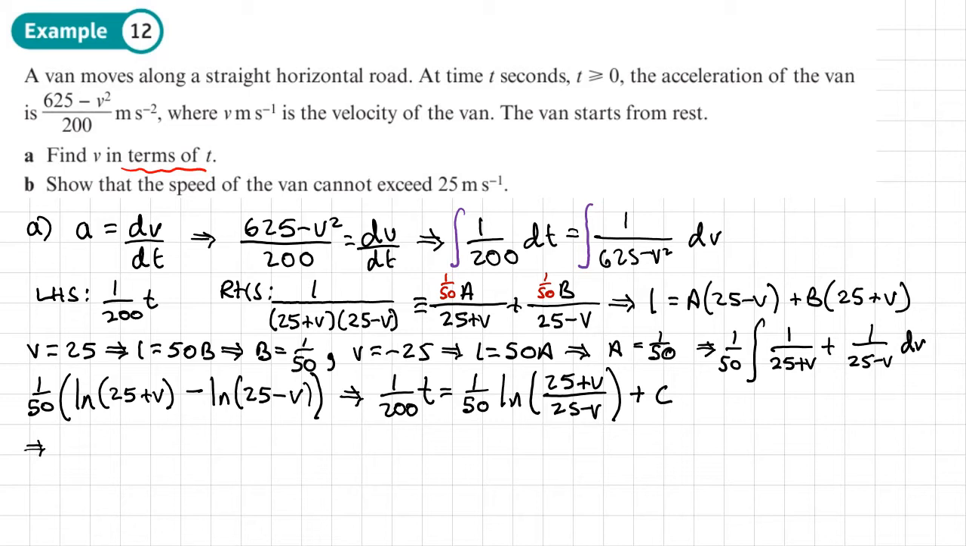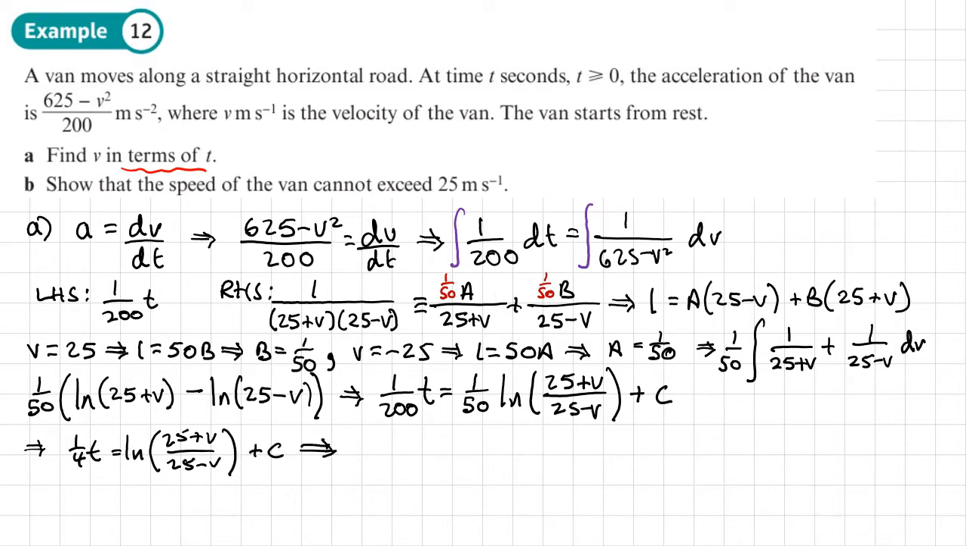Next I'm going to times both sides by 50. So I'll get 50 over 200, which is a quarter. So a quarter t is equal to log of (25 plus v) over (25 minus v). And now what we want to do is to find our constant of integration.